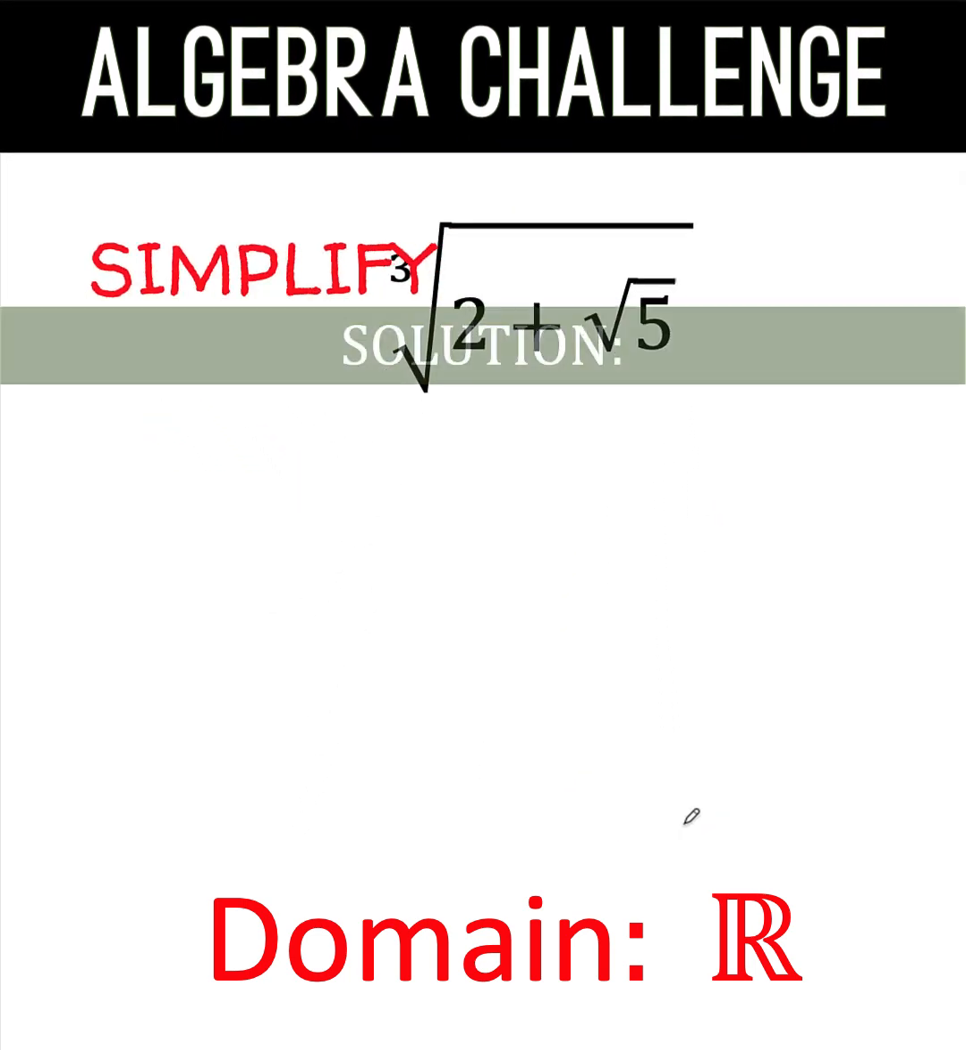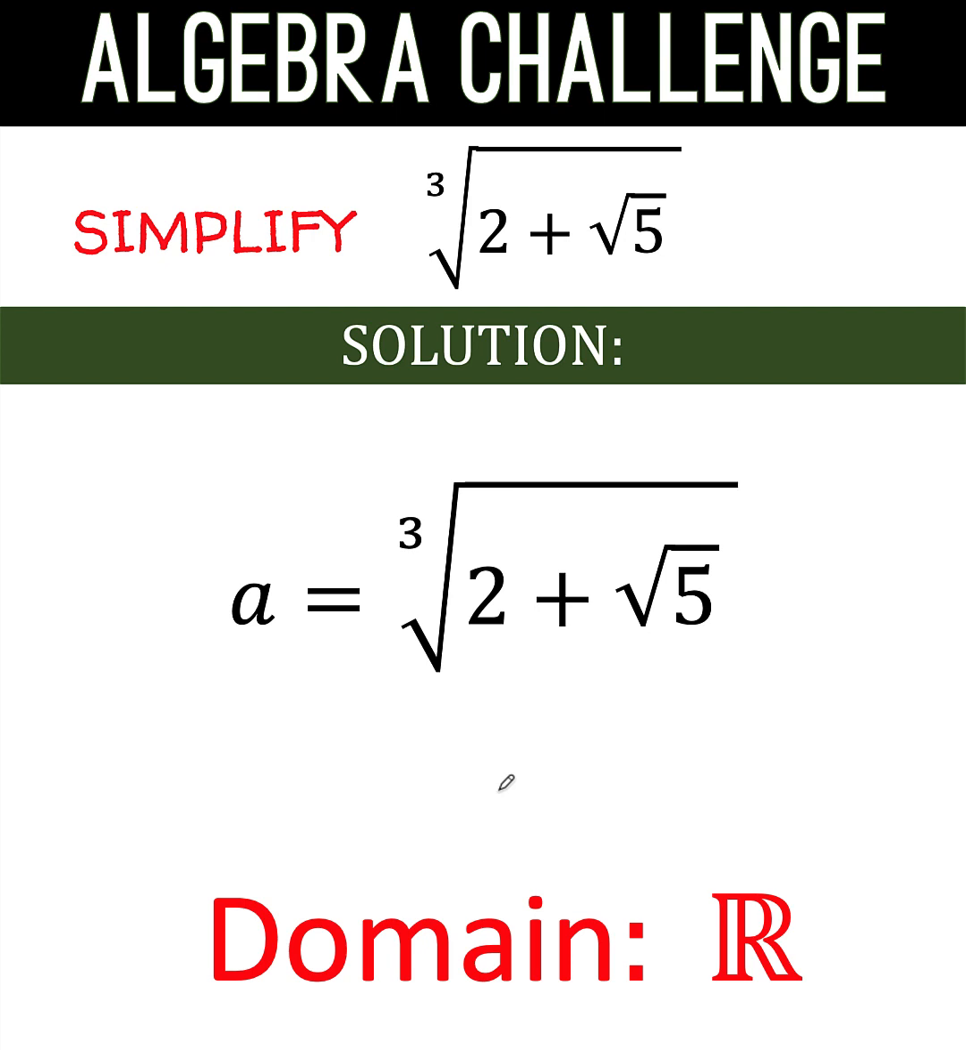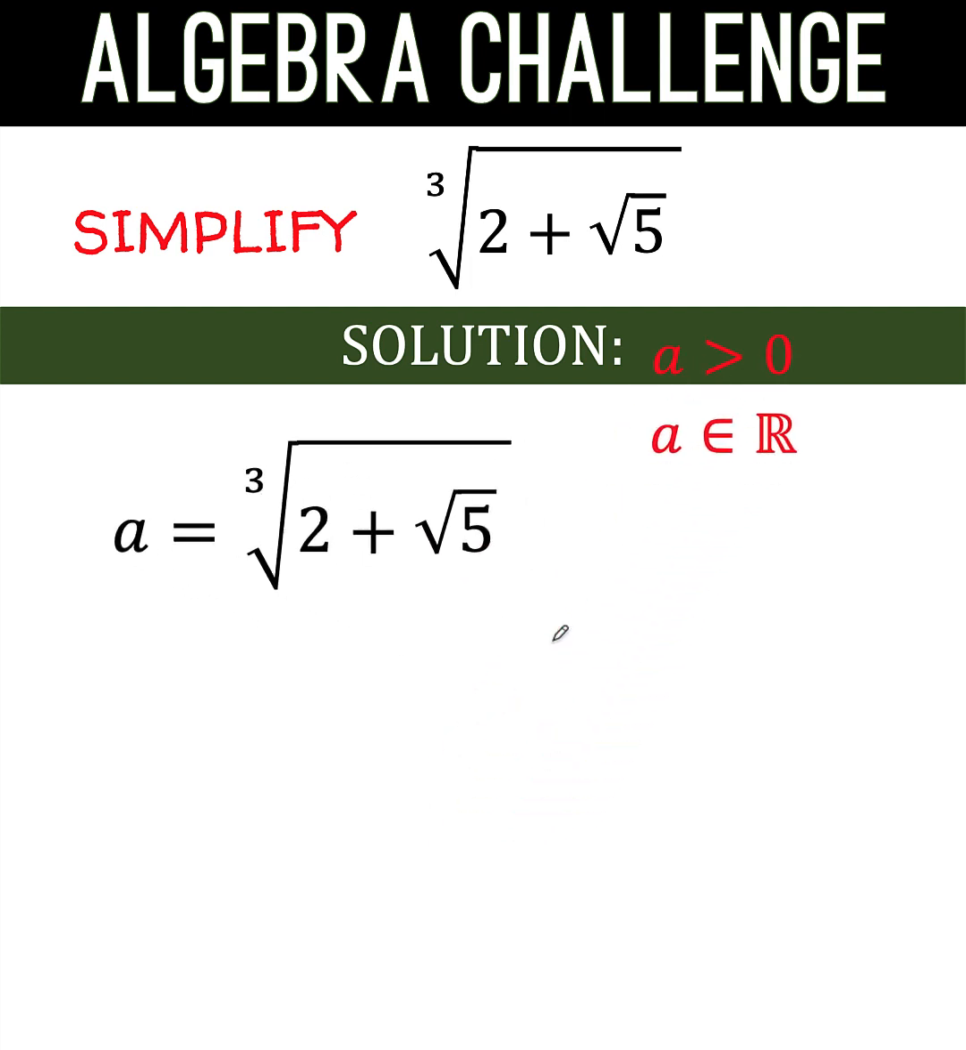Let's begin by assigning a variable for the given expression. Let a be equal to the cube root of the quantity 2 plus square root of 5. Now, what can we say about this variable a? We know that the value of this expression at the right side would always be positive because 2 is positive, the square root of 5 is positive, and the cube root of a positive number is also another positive number. In mathematical notation, we say that a is greater than 0. So these are our restrictions.